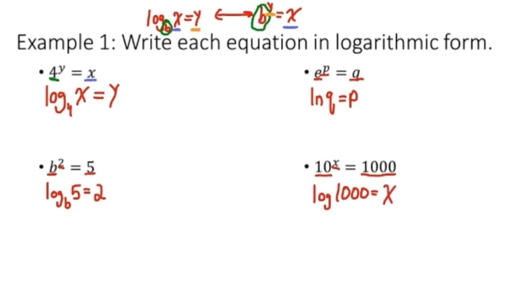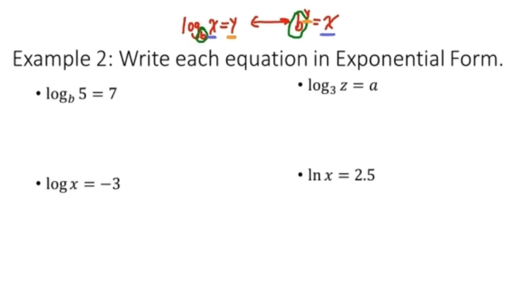So 10 to the x equals 1,000 is equivalent to saying log of 1,000 equals x. Next, we're going to write the following equations in exponential form. So we're starting off with log base b of 5 equals 7.